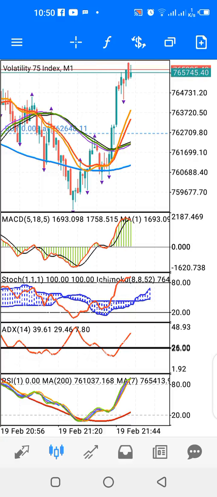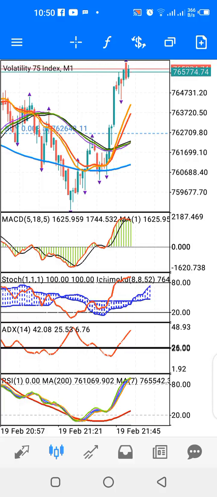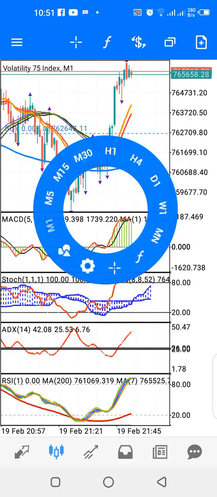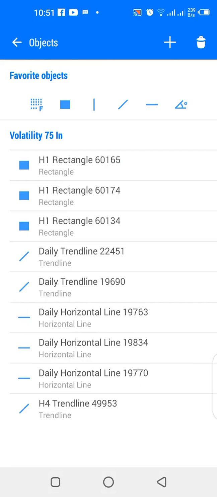Alright, today we'll be looking at a strategy you can use to trade the Volatility 75 index. I have V75 on the 1 minute time frame on my chart, and I have 5 windows. Now the first window is the main window. This is my main window.